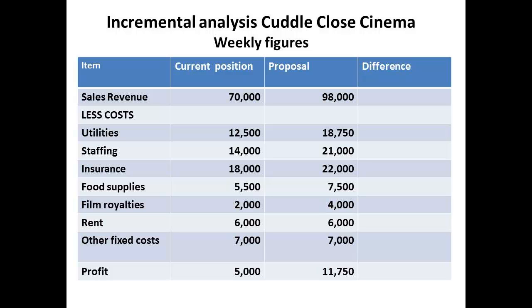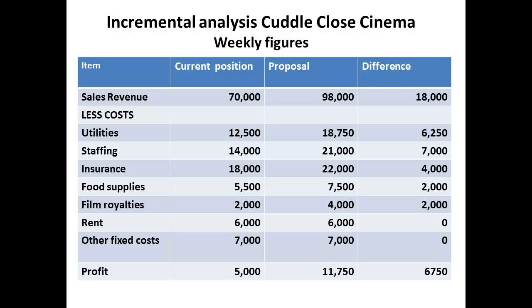We have entered the cost and the revenue in the first two columns. You should look at the figures and see that rent and other fixed costs have not altered. Rent is paid on the property, and so will not increase if additional opening is the alternative.